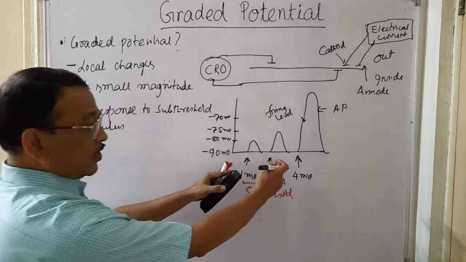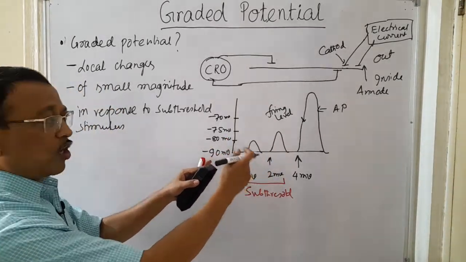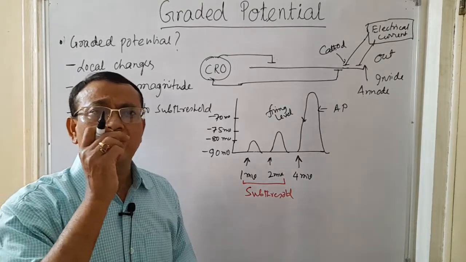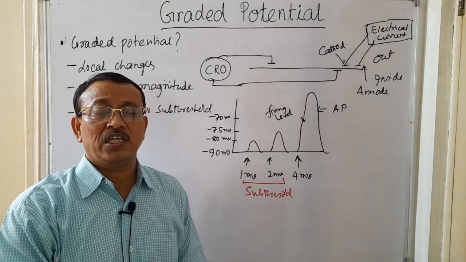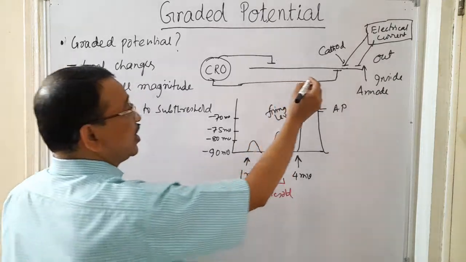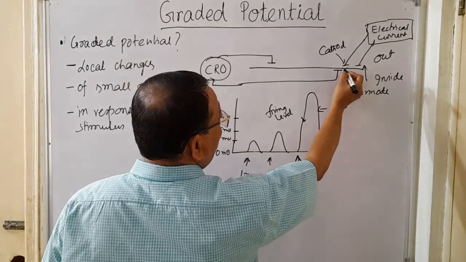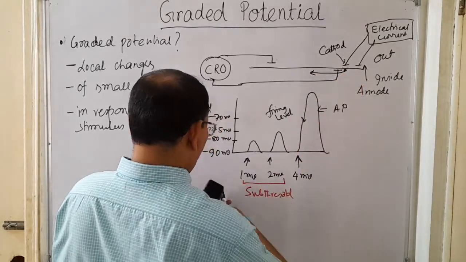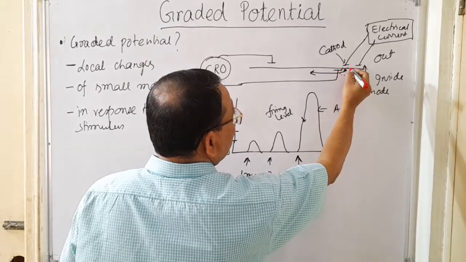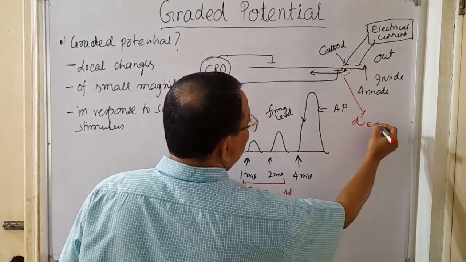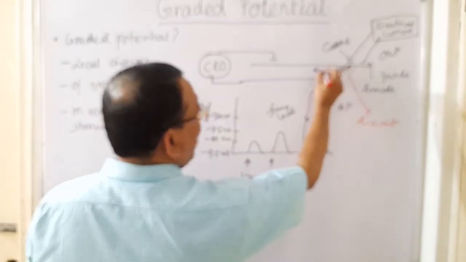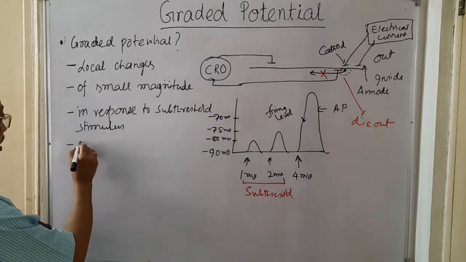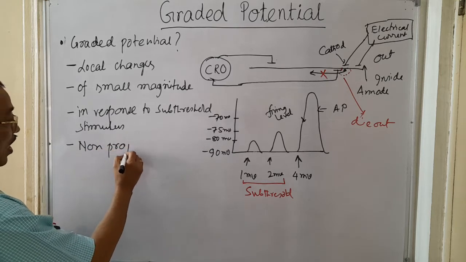Moreover, this type of response, this change of potential of small magnitude, local one, will die out within 2 to 3 millimeter of the site of application of the stimulus. It will not propagate from one part to another part. That means if a stimulus is applied here, this will die out within this zone. This will not propagate beyond the site of stimulus. So this is non-propagatory.